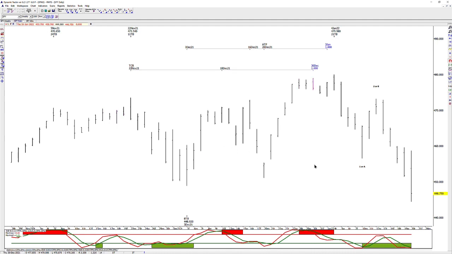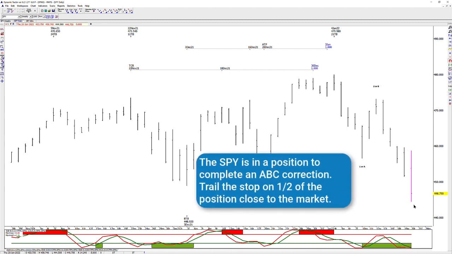Well, there we are two days later, a big solid decline, good grief. I don't even need to do the 100% alternate price projection. You can look at that. You can see it's reached at least the 100% alternate price projection. The daily momentums, and this is important, the daily momentums have reached oversold. So if the SPY were making an ABC correction, it's in a great price position, it's in a dual time frame daily momentum position, I'd want to be trailing the stop very close on half the position.